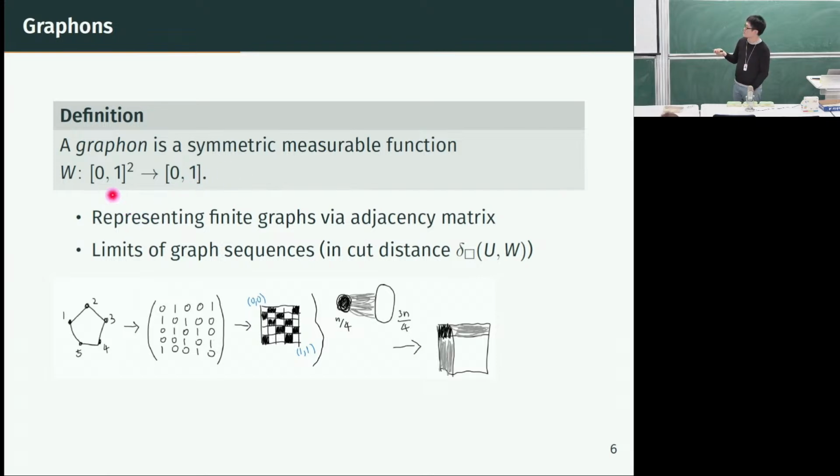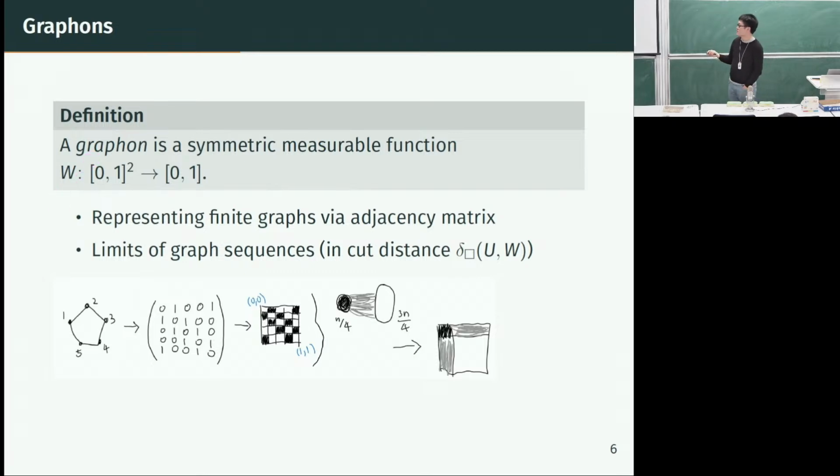By symmetric, I simply mean that, because I'm on the unit square here, the function is symmetric in the sense that for all x and y in [0,1], W(x,y) is equal to W(y,x). And the intuition behind a graphon is that you want to represent what happens if you were to take large graphs and look at their adjacency matrices. So more specifically, let us see roughly how we can get from graphs to graphons.